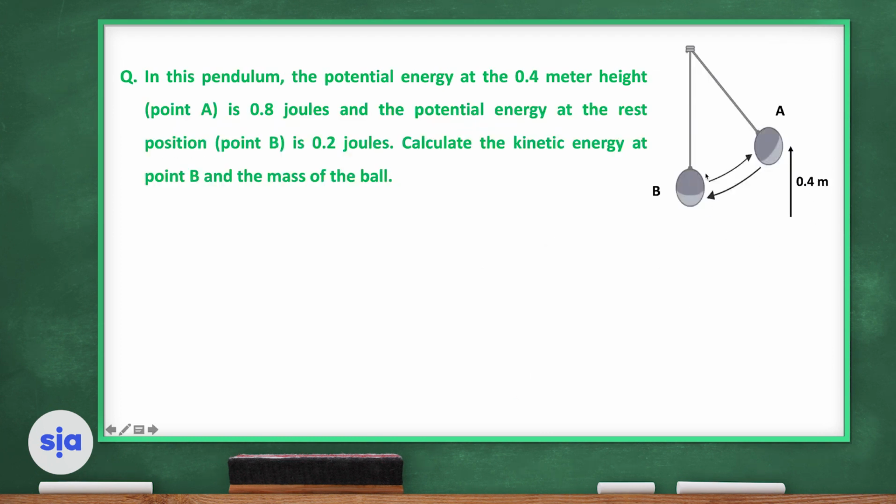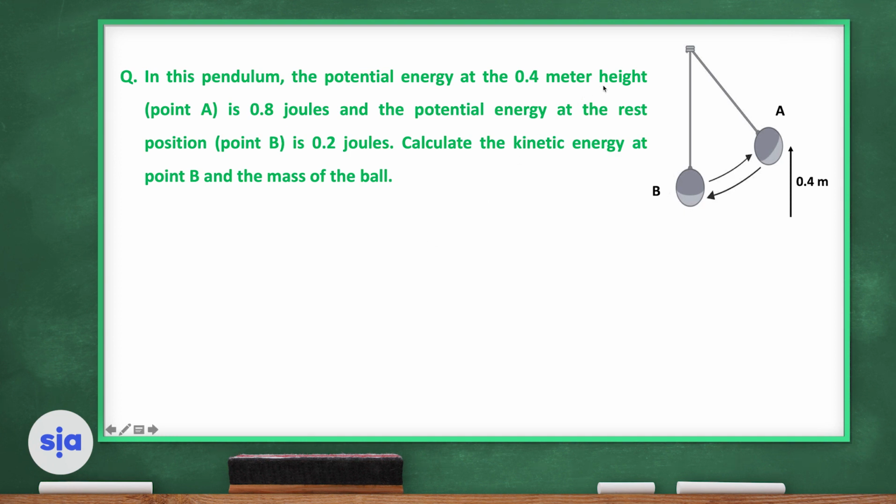Here is a problem for you. In this pendulum, the potential energy at 0.4 meter height, which is the point A, is 0.8 joules, and the potential energy at the rest position, point B, is 0.2 joules. Calculate the kinetic energy at point B and the mass of the ball.